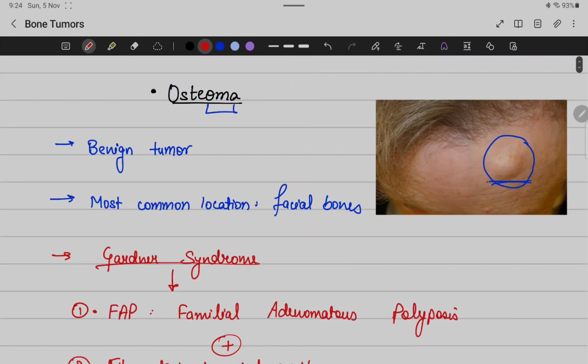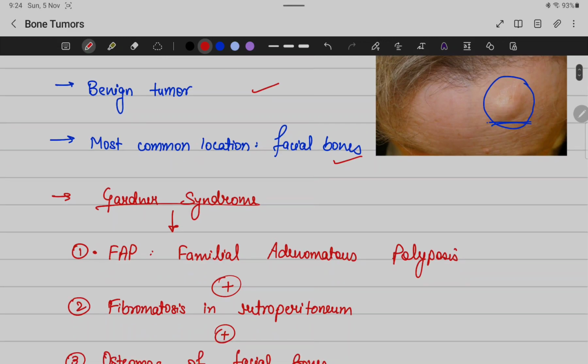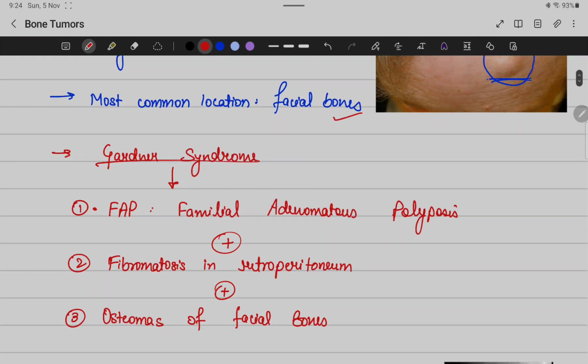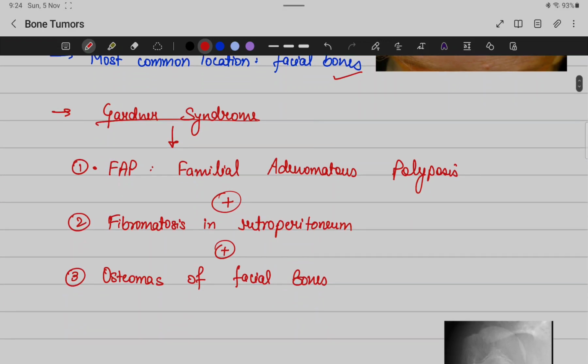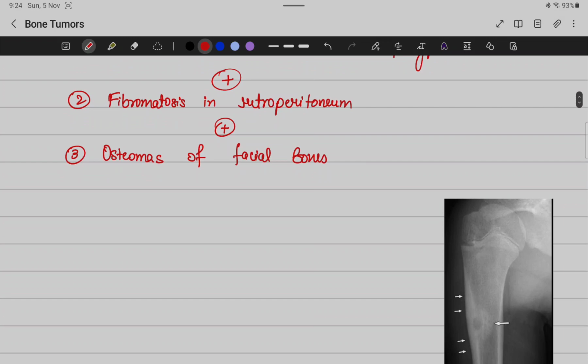So we are done with osteoma, benign tumor, most common location facial bone, and it is associated with your Gardner syndrome. What all are involved in Gardner syndrome? Your FAP, familial adenomatous polyposis, fibromatosis in retroperitoneum, and osteomas of facial bones. Okay, now let's move on to your osteoid osteoma.